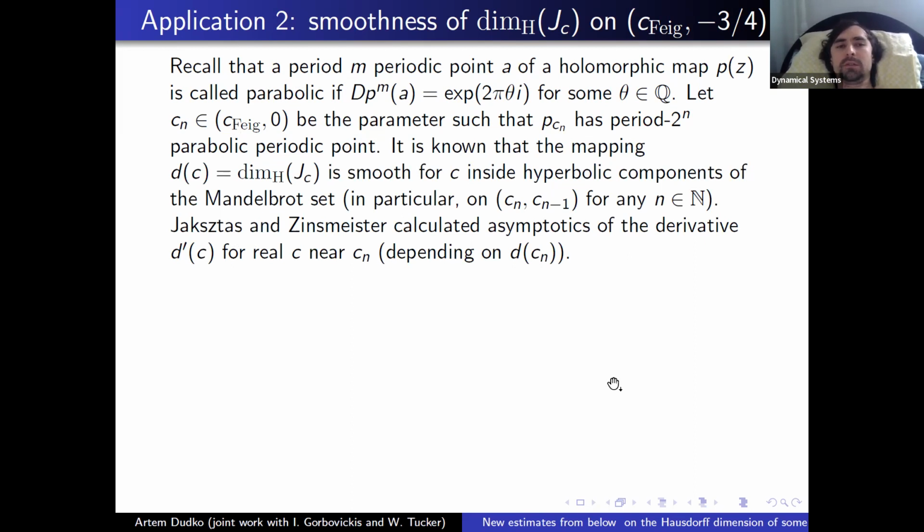And moreover, Ludwik Jaksztas and Michel Zinsmeister calculated asymptotics of the derivative of this Hausdorff dimension for real c near c_n. The expression of this derivative depends on the value of d(c_n). During the previous talk, Ludwik Jaksztas explained more recent results about similar behavior for certain parameters, c equal to -2.